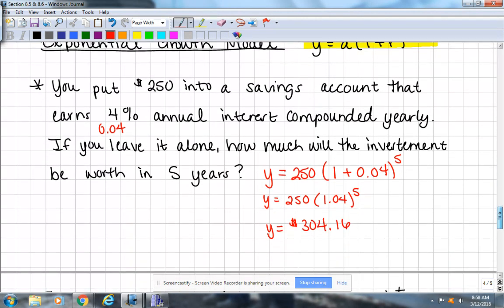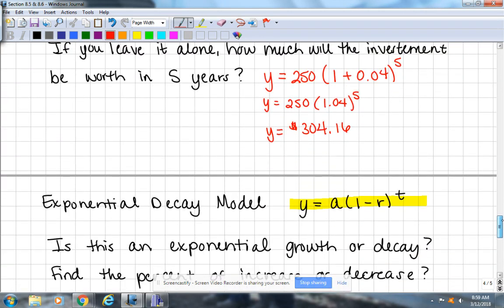So if I just stick that money in there and don't touch it, after 5 years, it gains me about $54. Right? Not bad. Y'all understand how we plug that in? How everything went? The only thing funky is changing your percent to a decimal. Okay? And then you do order of operations.